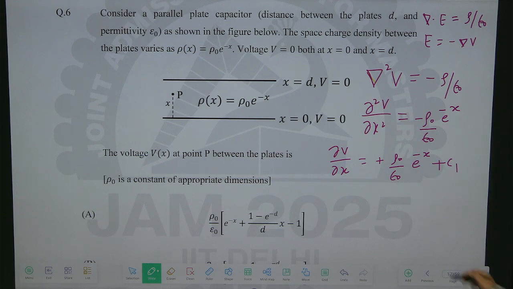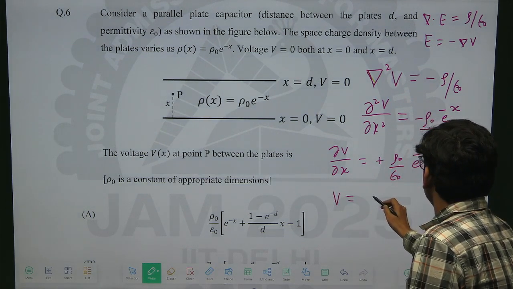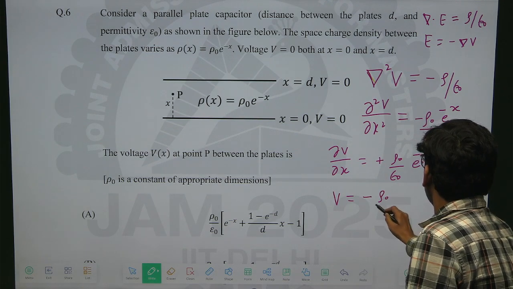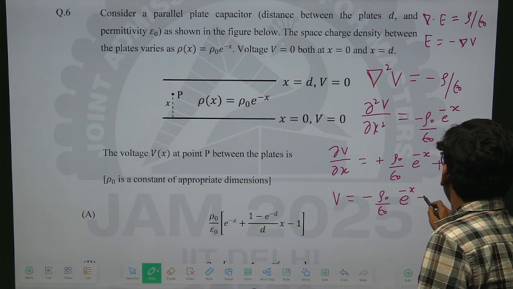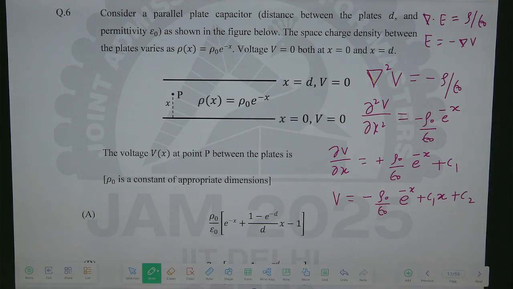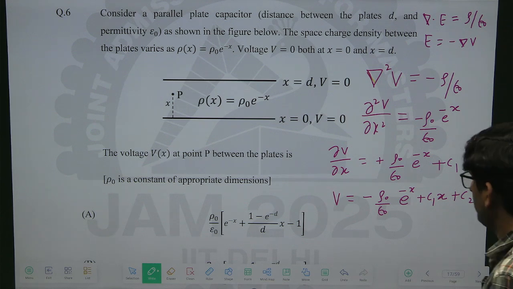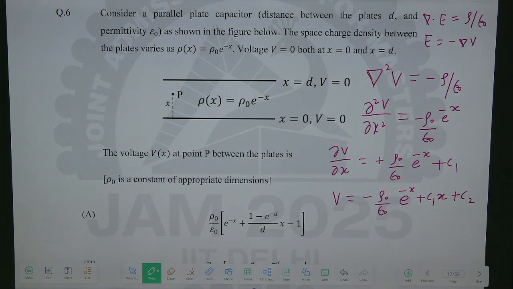Correct? And if you integrate it one more time, you will get V equal to minus rho naught by epsilon naught e to the power minus x plus C1 x plus C2. Right? So this is the profile. Now you can put the boundary conditions that at x is equal to 0, V is equal to 0, and at x is equal to d, V is equal to 0, and get the values of C1 and C2.